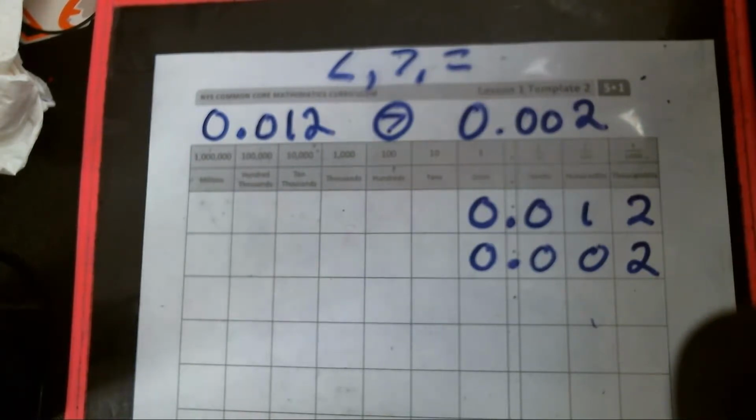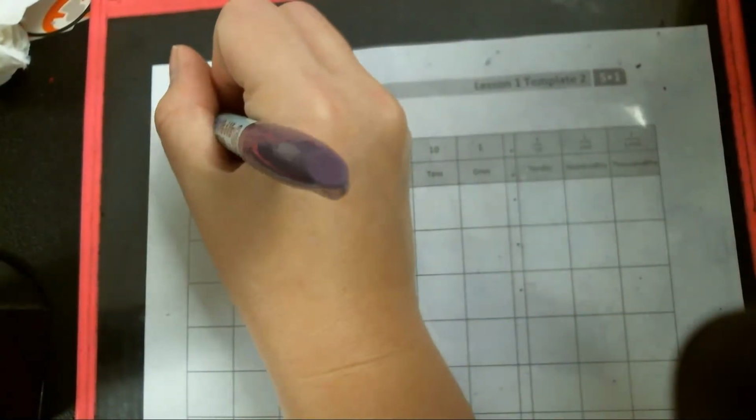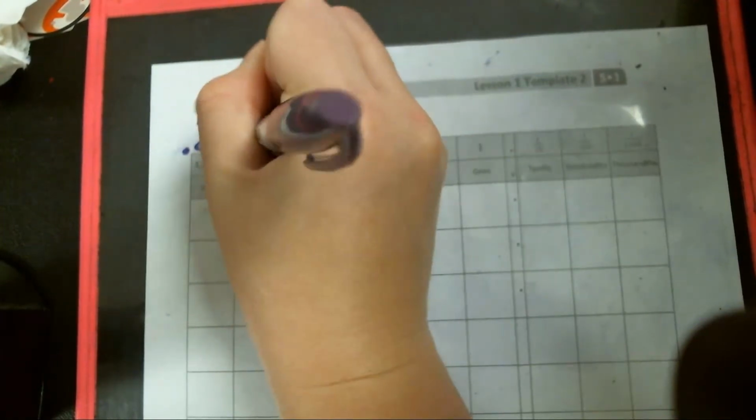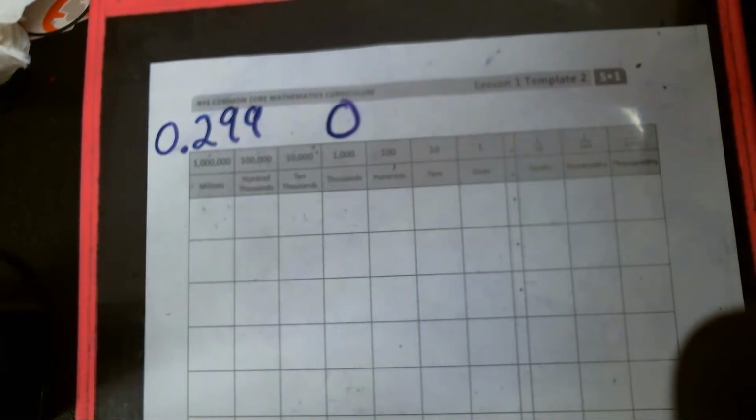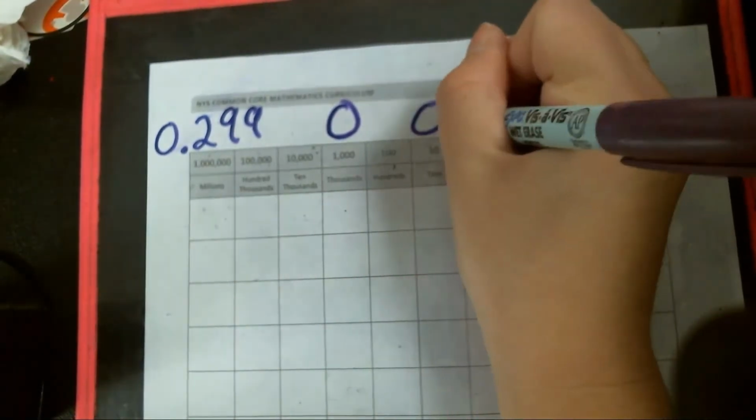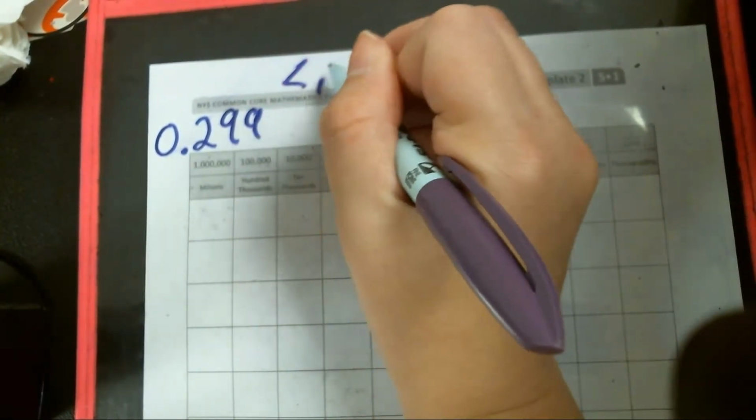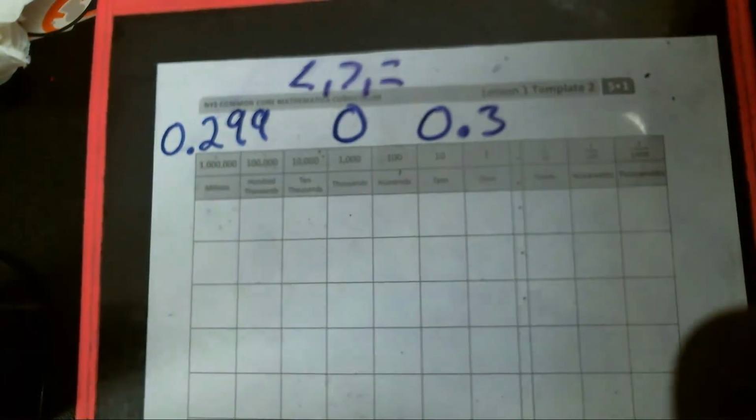Now I'm going to give you another problem, and I want you to try this one on your own. So for this problem, again, I'm going to erase what I have here. Make sure you have that down in your notes. And for this next problem, we're going to have 299 thousandths compared to 3/10. So I want you to try this one on your own. You're going to be figuring out if this is less than, greater than, or equal to.